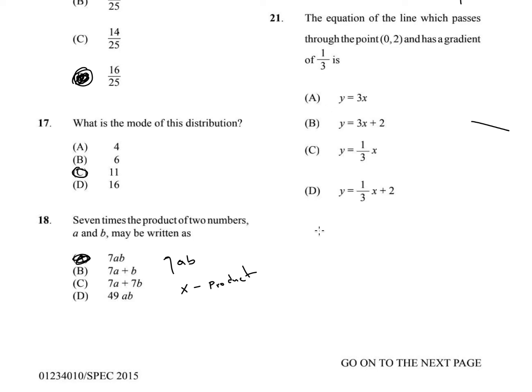Number 21. The equation of the line which passes through point (0, 2) and has a gradient of 1 over 3 is what? To solve this question, you just have to look at the answers that are given. Then you can insert any one of these points into the equations given to solve. Here you can definitely see that the answer is D.